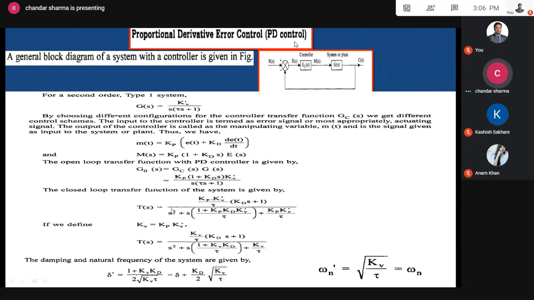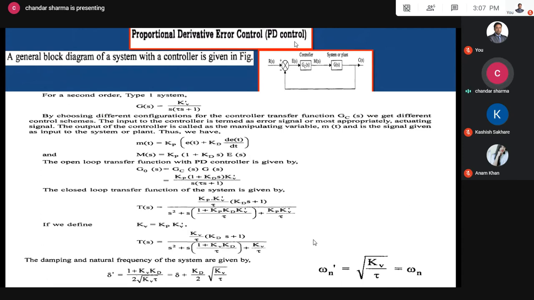Kv, or the closed loop transfer function. After solving this, we will get this. So this is omega square n by S square plus 2 zeta omega n S plus omega square n. If we define Kv is equal to Kp into Kv, then my equation is T of S, you can see. Okay, so from that, what is the conclusion?